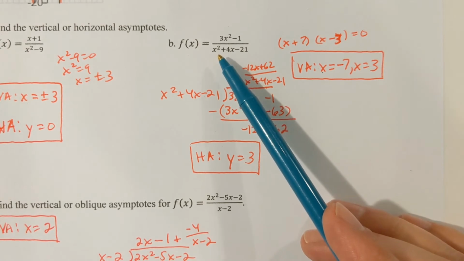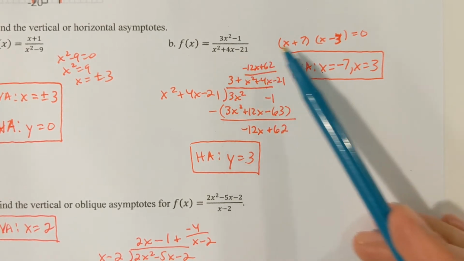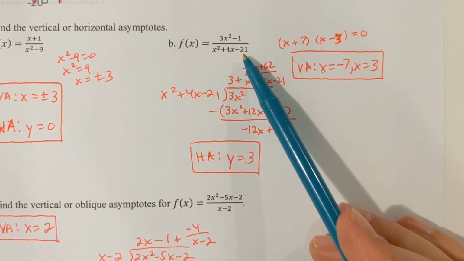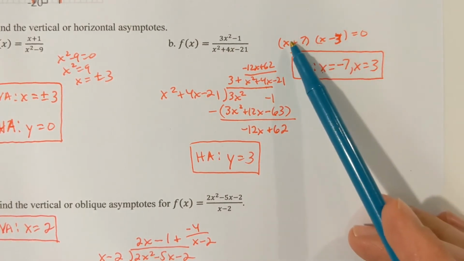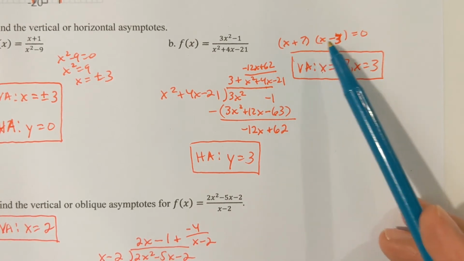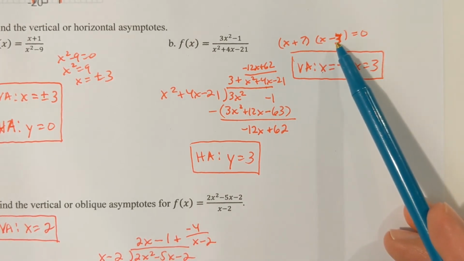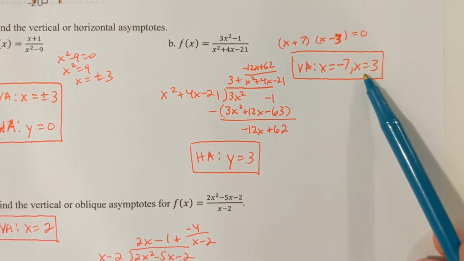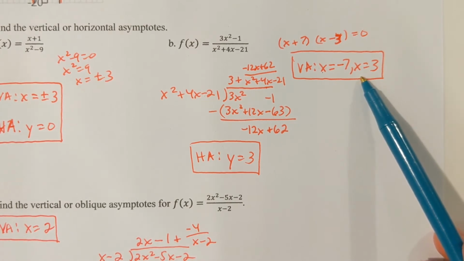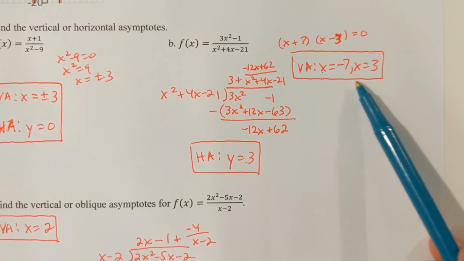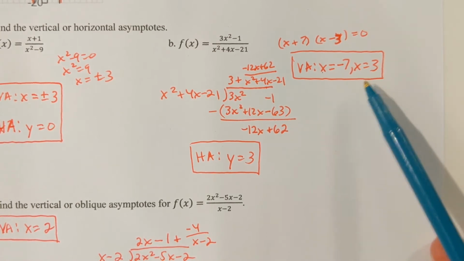Well, if I set the denominator equal to 0, just somewhere on the side, x squared plus 4x minus 21 equals 0. That's going to factor nicely for us as x plus 7 times x minus 3. If you then set the factors equal to 0, you'll have x equal negative 7 and x equal 3. Because you would be throwing away those two numbers in the domain, they would produce corresponding vertical asymptotes at x equal negative 7 and x equal 3.